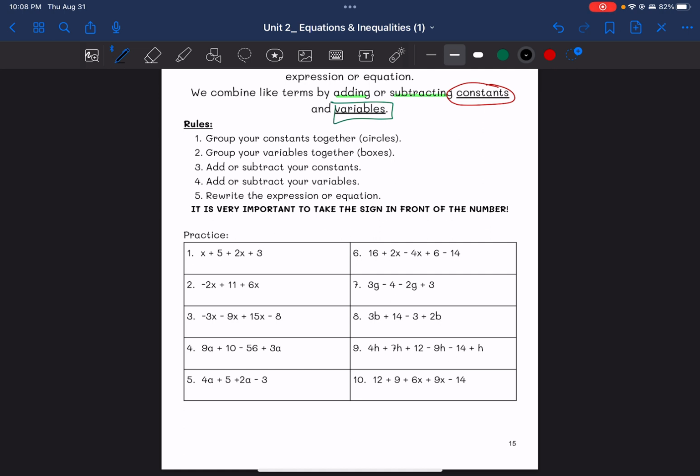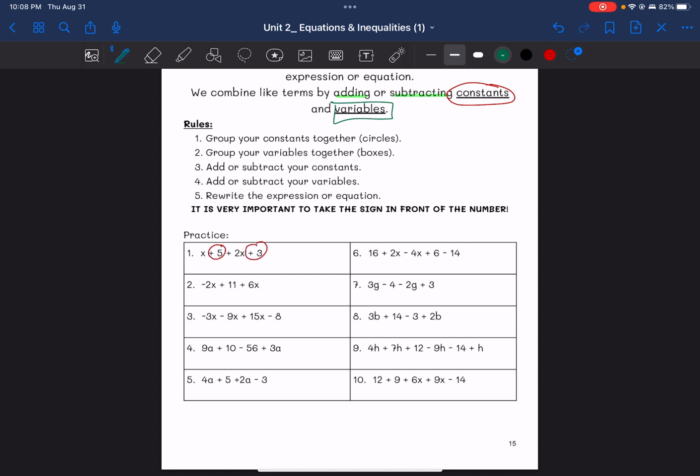Okay, so the first step is, it says you group your constants together, so you're going to circle all of the constants. Remember, the constants according to our definition was what is being added or subtracted. Okay, so here I have plus 5 and then I'm adding 3 over here. Okay, it's also the initial value. It's the number that does not have a letter next to it. It's by itself. Okay, and we're circling those, not boxing them.